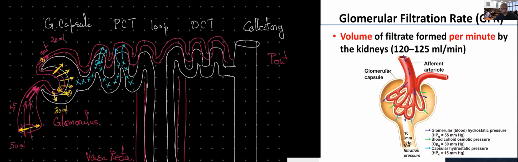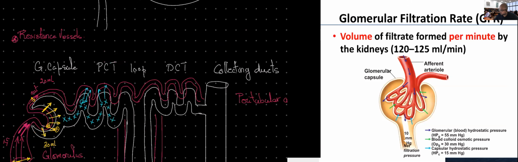If I told you you have, let's say, 3 liters of plasma, and you're going to be filtering this plasma 60 times per day, what is the amount of filtrate that you're going to be forming each day? What do you think? Around 180 liters.